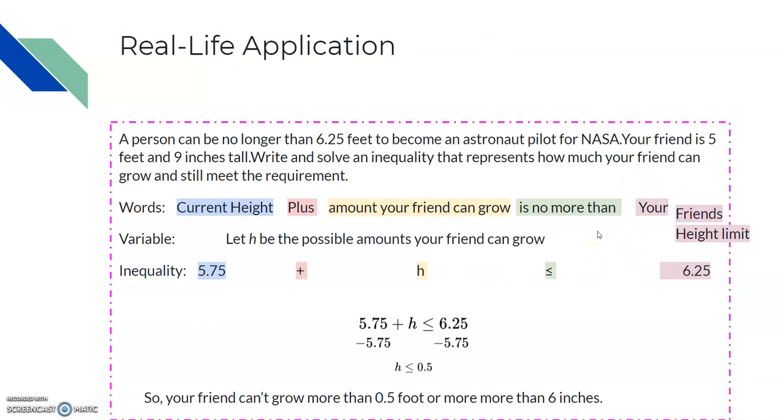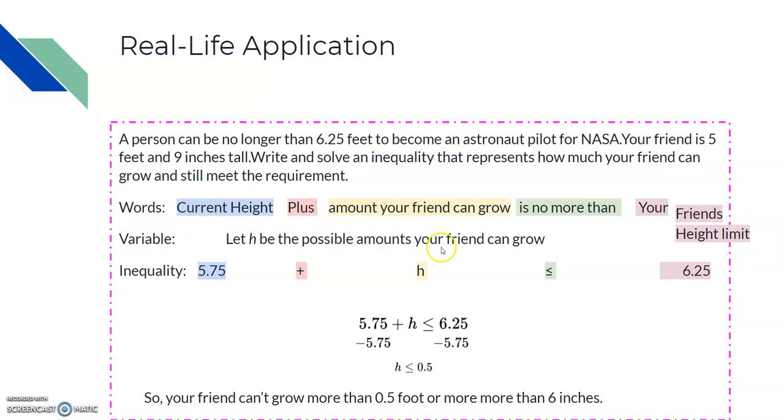Now let's look at a real life application. A person can be no longer than 6.25 feet to become an astronaut pilot for NASA. Your friend is 5 feet and 9 inches tall. Write and solve an inequality that represents how much your friend can grow and still meet the requirement. So here are the words to create an inequality. Current height plus amount your friend can grow is no more than your friend's height limit.